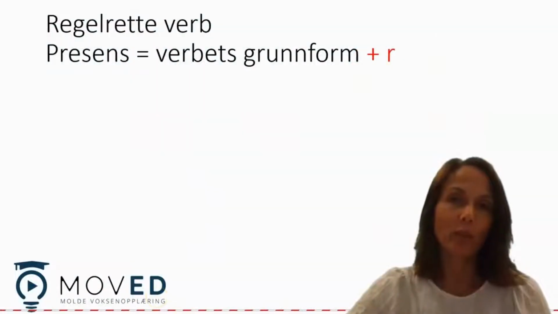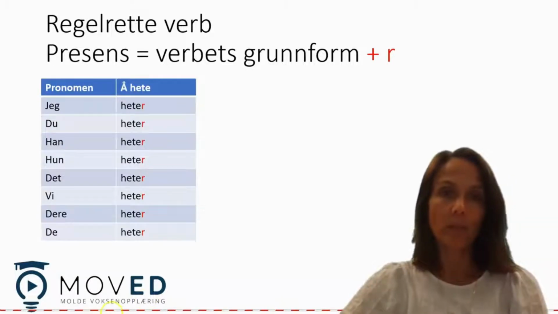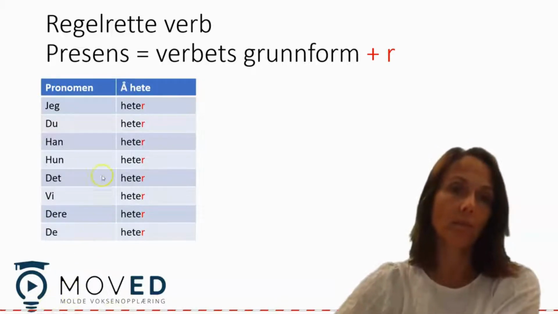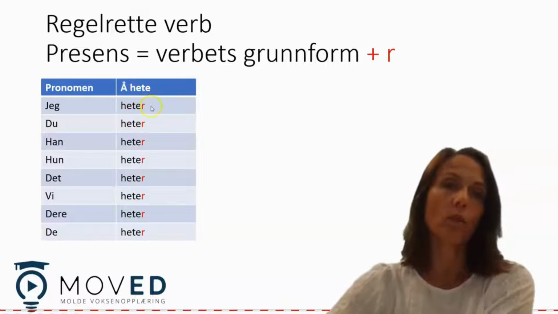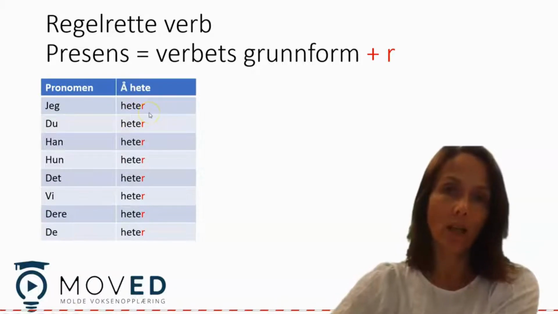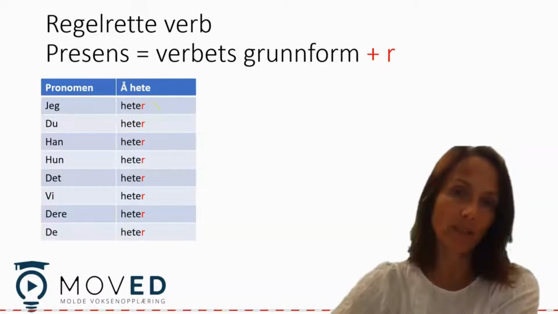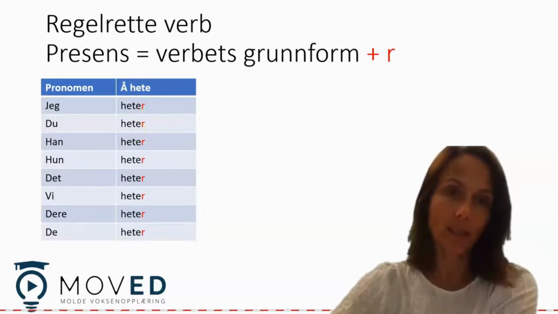To form a verb in present tense in Norwegian is quite easy. You just simply add R to the basic form of the verb. As you can see, the basic form of the verb å hete, you can just add the R and then you find the present tense. And it's the same verb regardless of the pronouns. So it's jeg heter, vi heter.